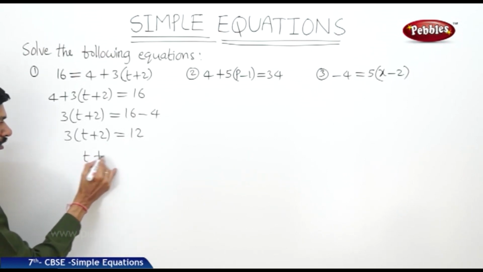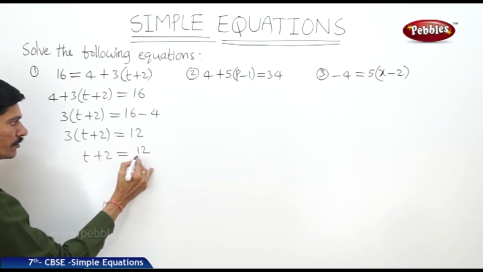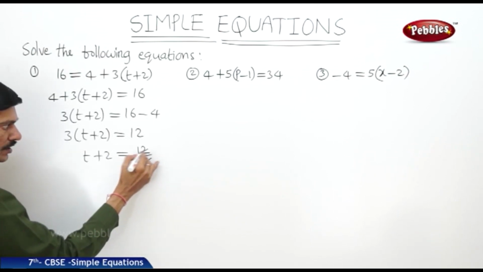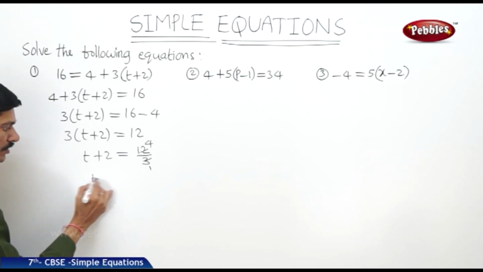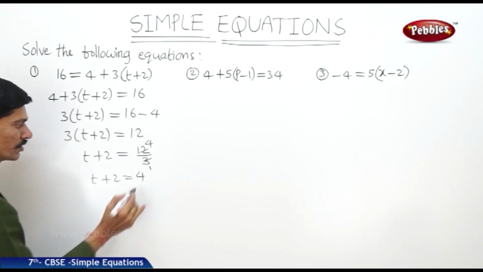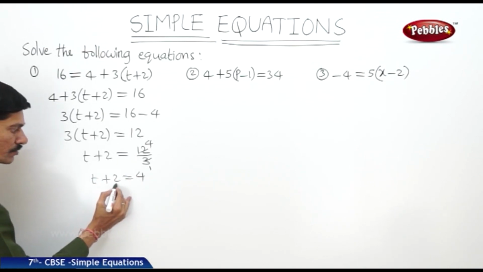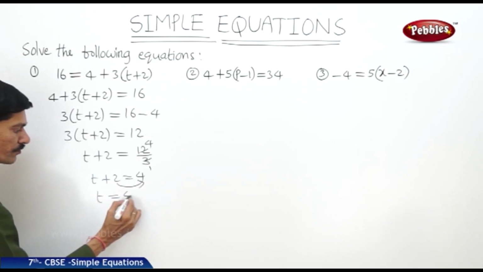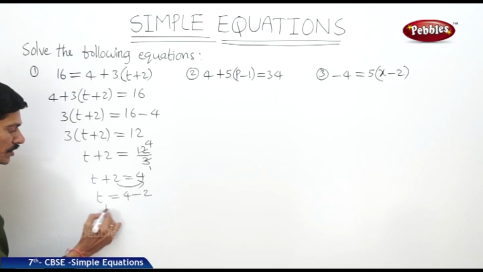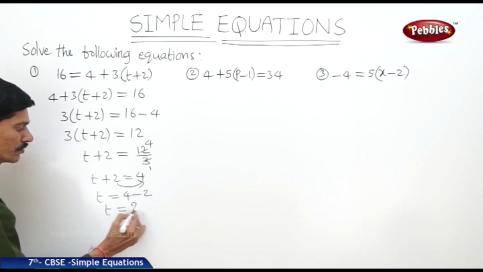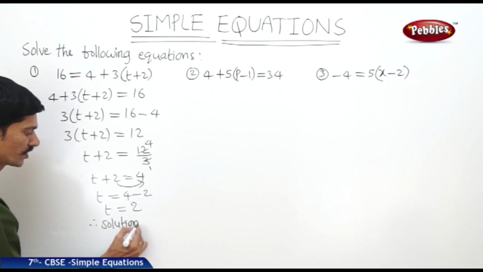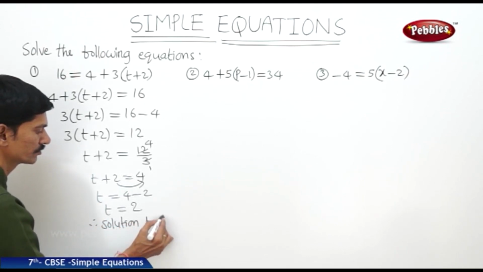So then we get t plus 2 equals 12 divided by 3. 3 1s are 3 and 3 4s are 12. So then we get t plus 2 equals 4. Now by transposing plus 2 to the RHS, it becomes minus 2. So then t equals 4 minus 2, which is 2. Therefore the solution of the equation is t equals 2.